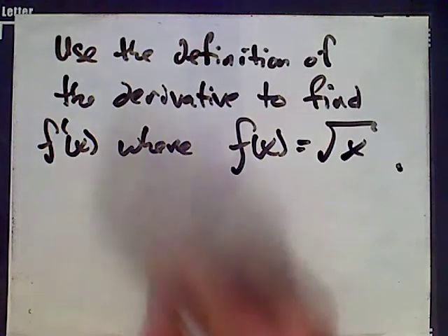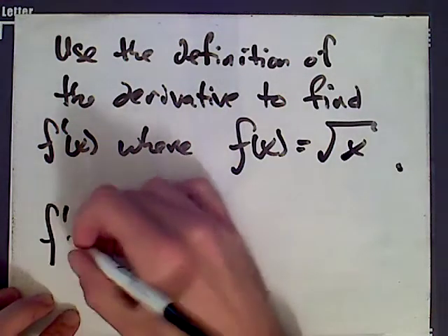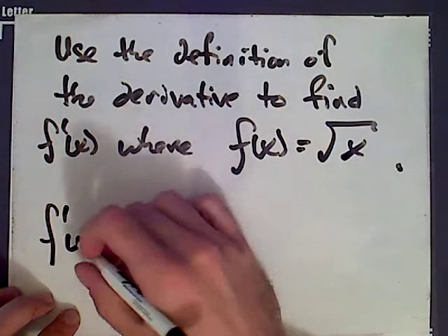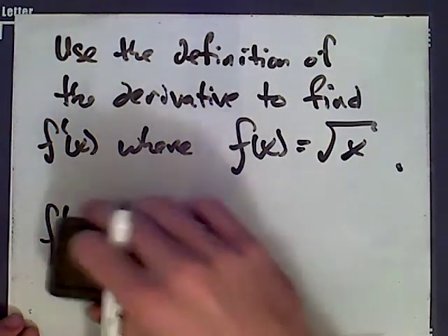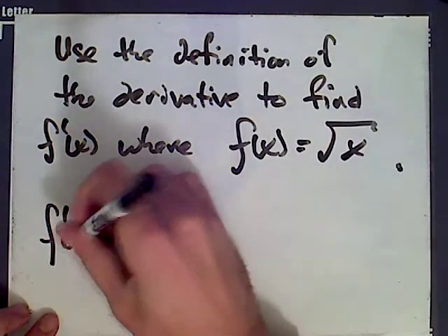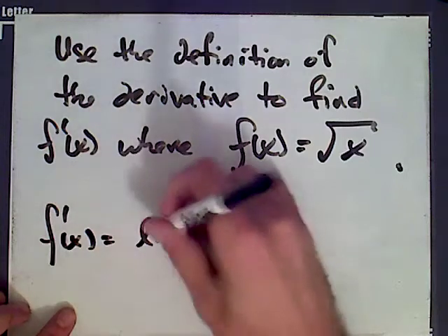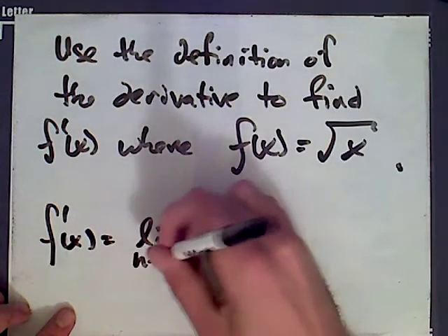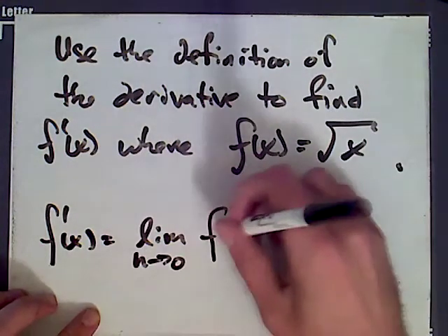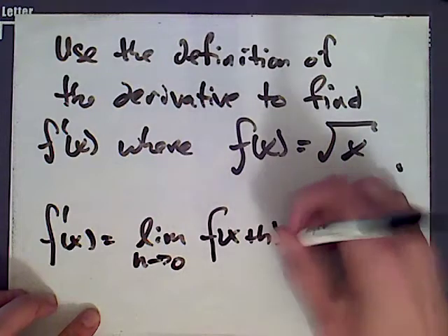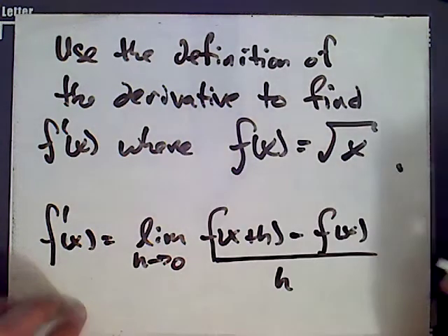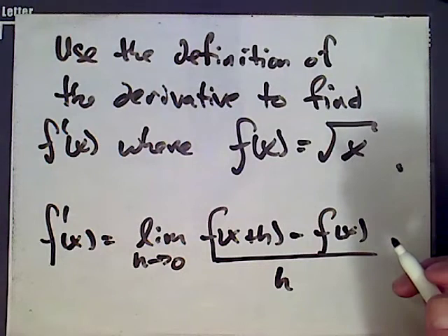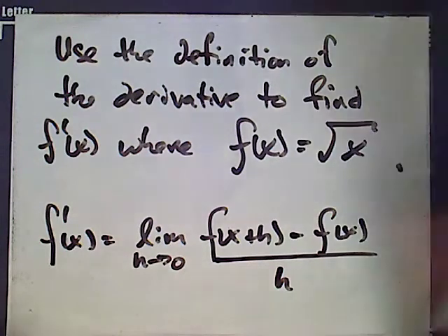All right, so let me recall the definition. F prime of x equals the limit as h goes to 0 of f of x plus h minus f of x, divided by h. Okay, so let's apply this definition to the function.